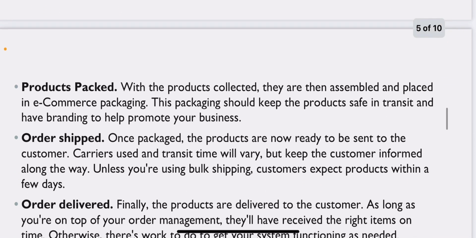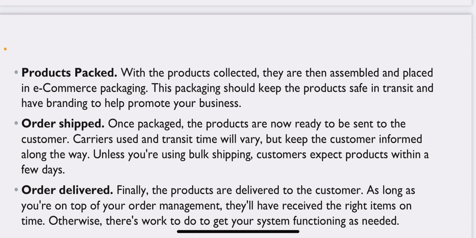Next it moves on to packing of the product. When the products are collected, they go to the packing station where the company packs the product and puts the necessary details on top of the packaging, like the address. In terms of using technology, they use barcode scans so that the next person who picks the product can scan it and know where it has to go or which vehicle it has to be loaded onto.